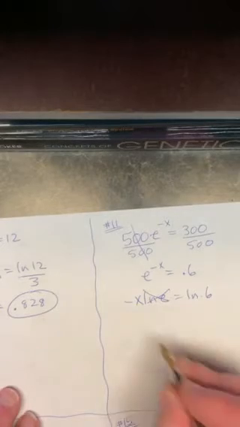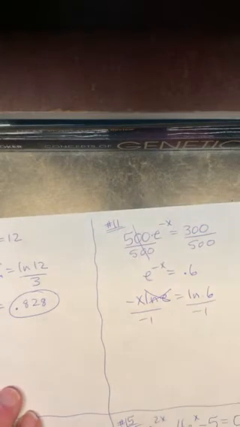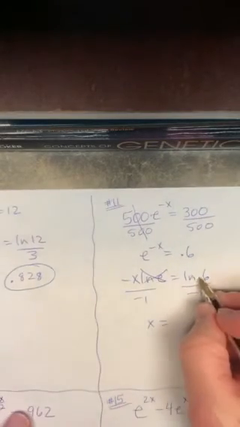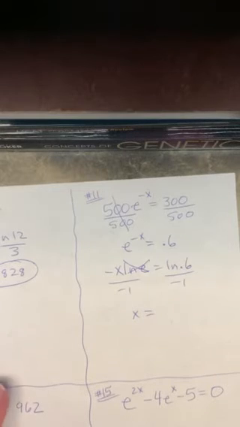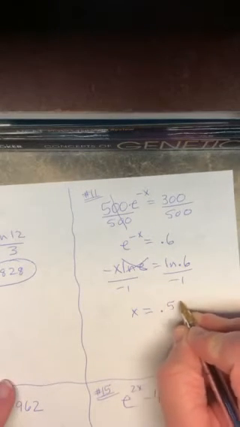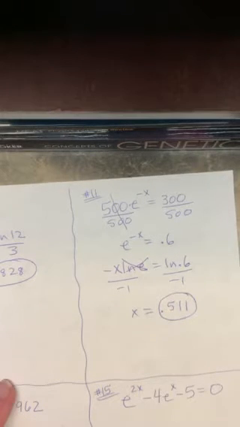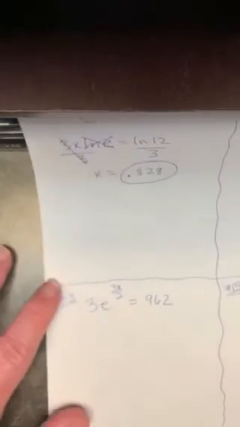So do you agree that to get that x now by itself, I've got to divide by negative 1, correct? So on your calculator, again, following my advice, you're going to push ln 0.6, hit enter, then divide by negative 1, hit enter, and I'm getting 0.511, again to the nearest 3 places. Not bad.